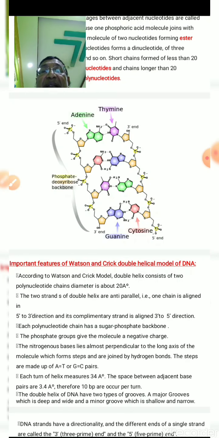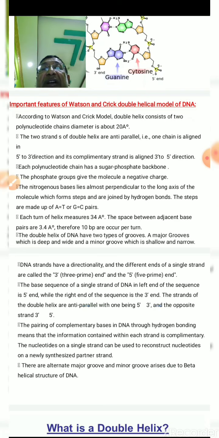In my next slide, I would like to give the important features of the Watson and Crick double helical model of DNA. According to the Watson and Crick model, the double helix consists of two polynucleotide chains. The diameter is about 20 angstroms. The two strands are antiparallel, that is, one strand is aligned in the 5' to 3' direction and the complementary strand in the 3' to 5' direction. Each polynucleotide chain has a sugar phosphate backbone. The phosphate group gives the molecule a negative charge. The nitrogenous bases are almost perpendicular to the long axis of the molecule, forming the steps joined by hydrogen bonds. The steps are made of AT and GC pairs.